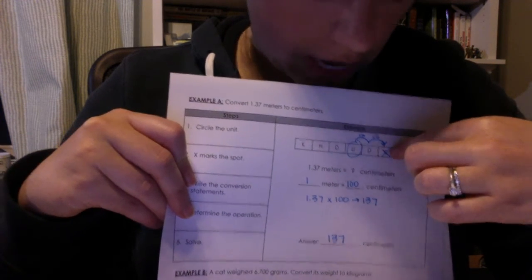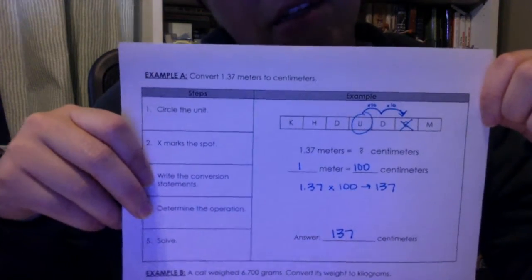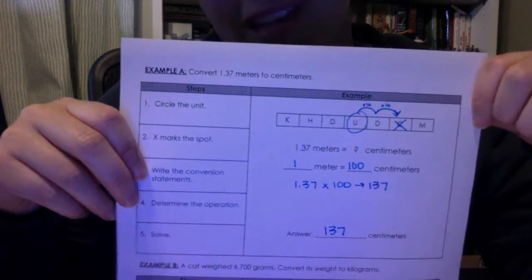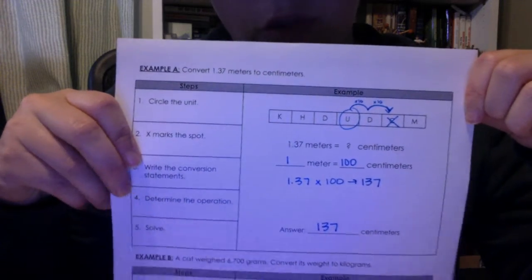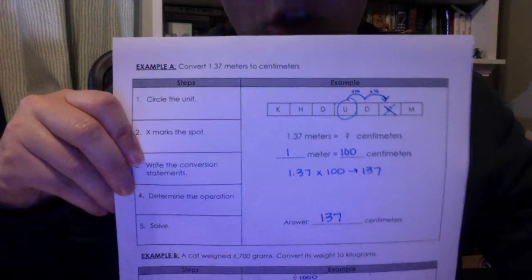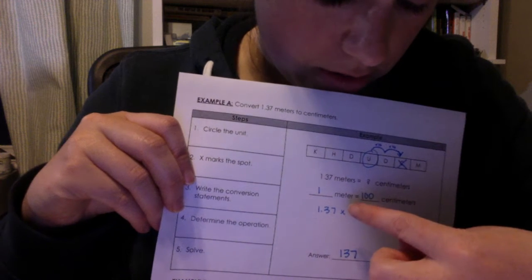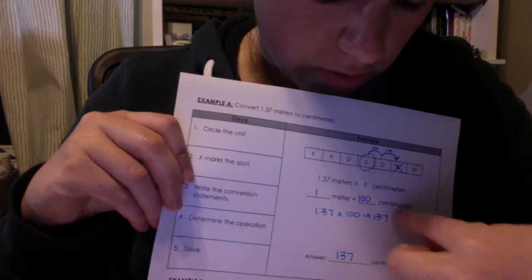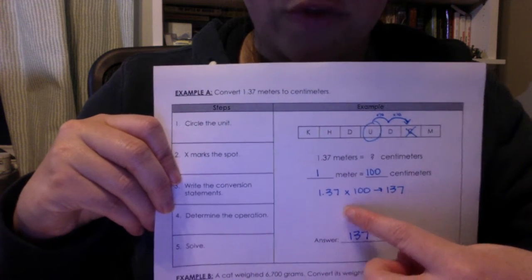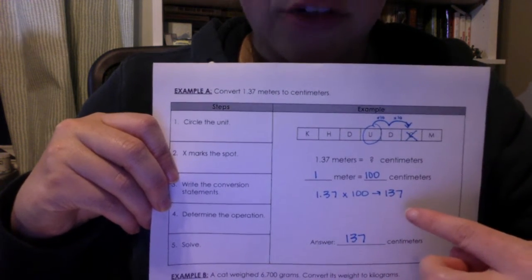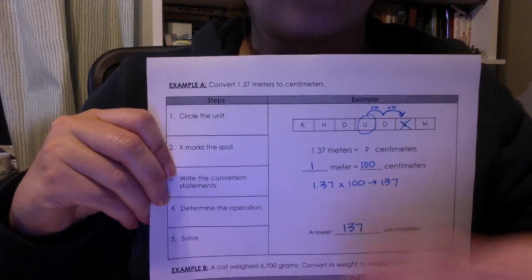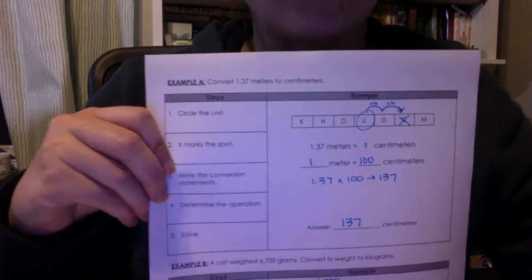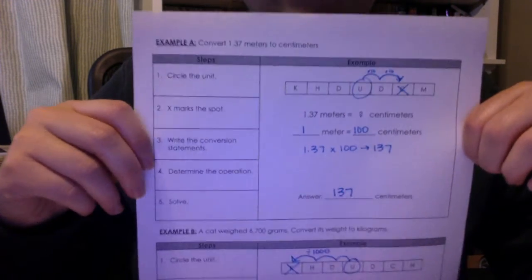1, 2 hops, which means I am going to multiply by 100 because 10 to the second power is 100, and there's 2 hops. It's kind of like moving the decimal, which we did all the way at the beginning of the year. So to get from 1 meter to 100 centimeters, we have to multiply by 100. So that's what we're going to do to this 1.37. 1.37 times 100 is 137. So 1.37 meters is equal to 137 centimeters.